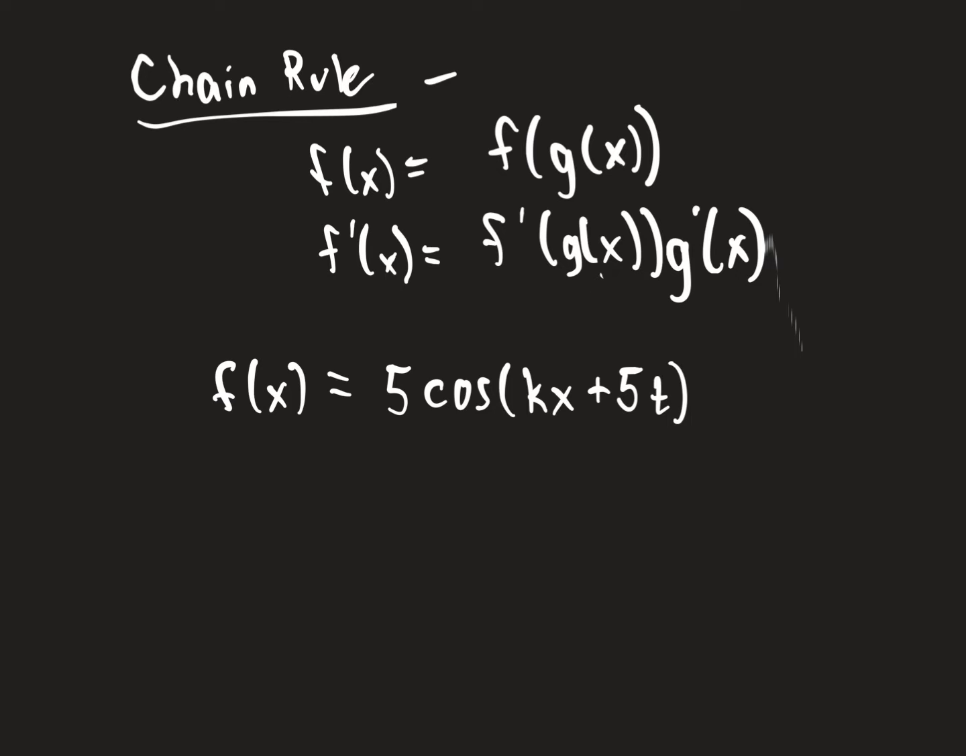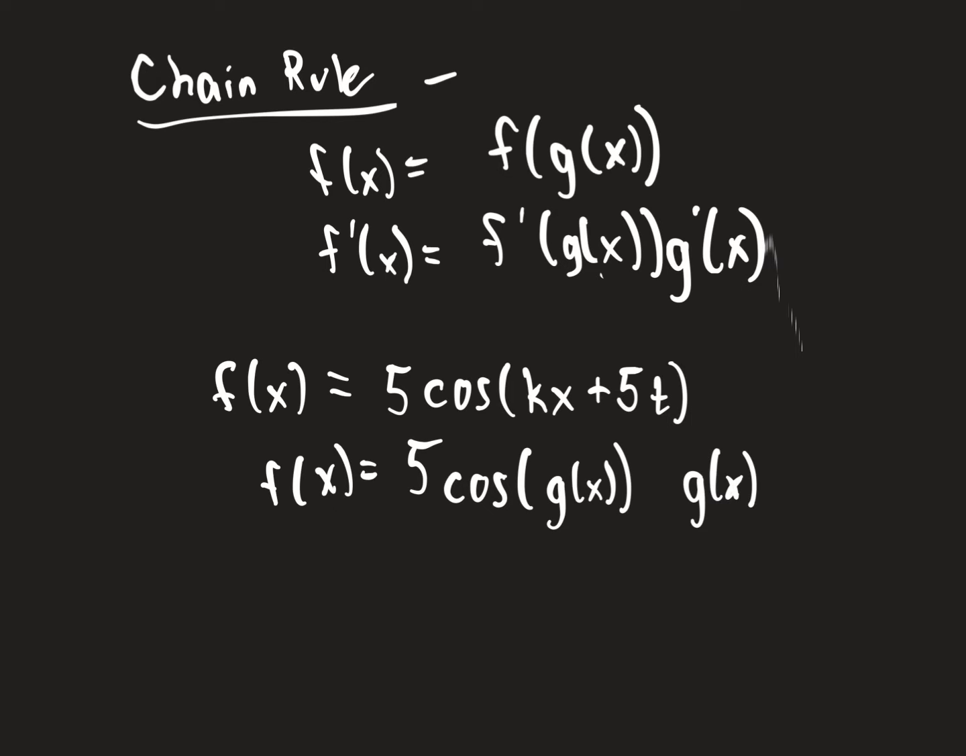So I could think of this as having two different functions, my f function and my g function. My g function is whatever is inside of everything else. So f of x is 5 times the cosine, and g of x is what's inside of that cosine. So my g of x function is kx plus 5t. What's the inside? A function inside of another function.